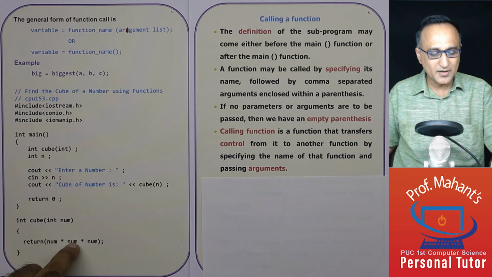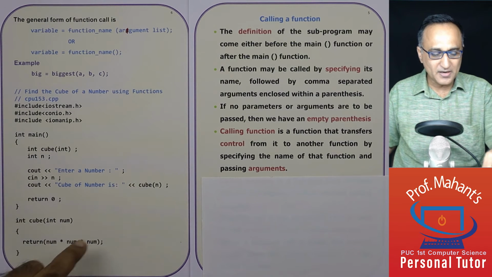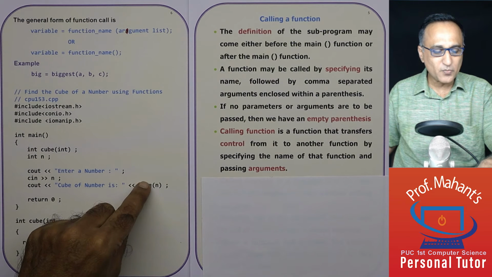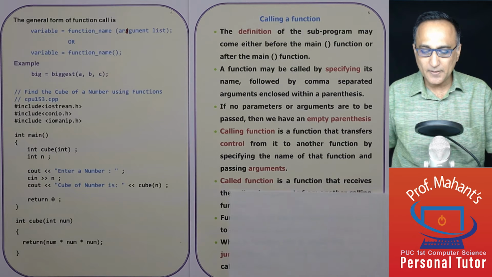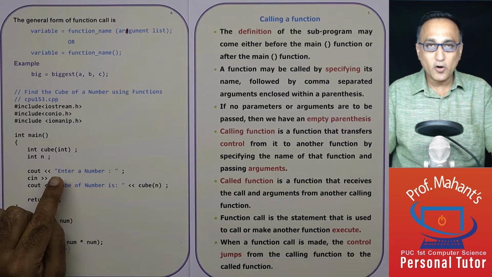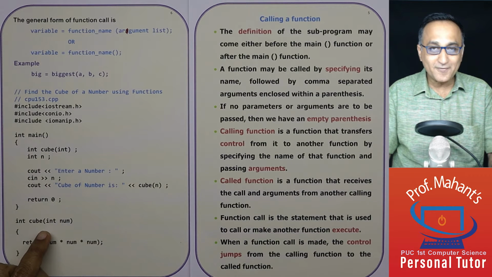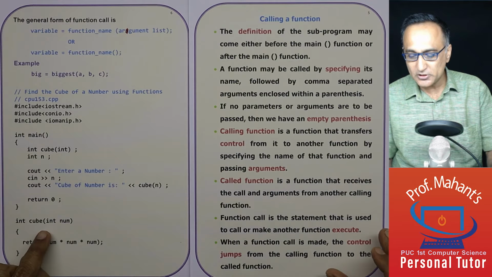It will start calculating this and send this value back here. So the control from main temporarily comes here, prints the value, and then after that it comes to return 0 and then halts. Now calling function will always send the values. Called function will always receive the arguments or values.